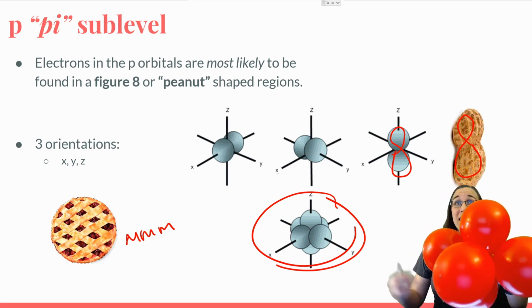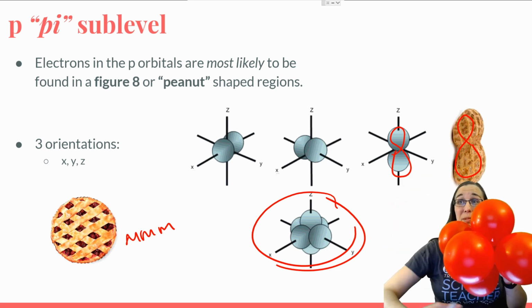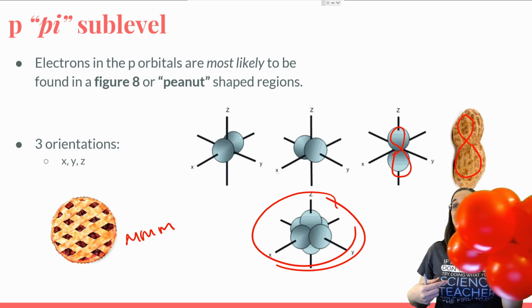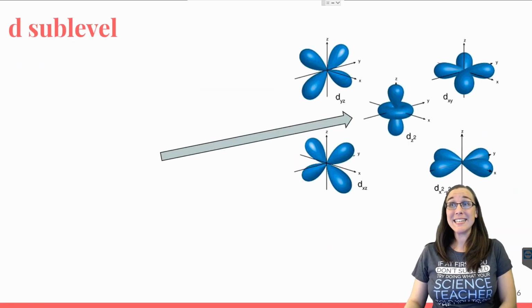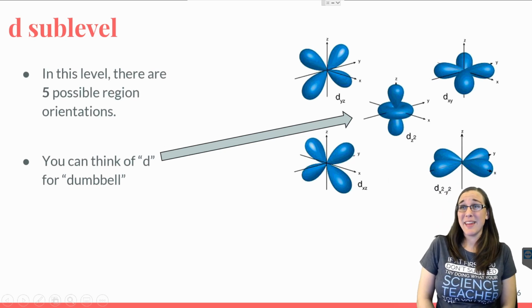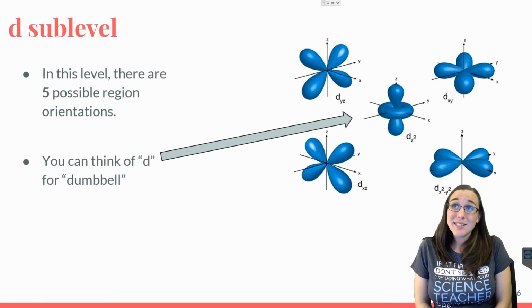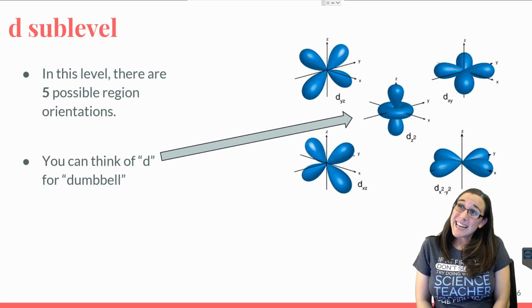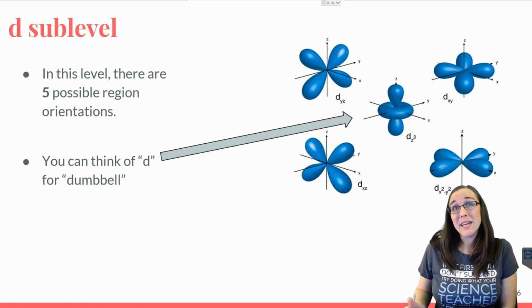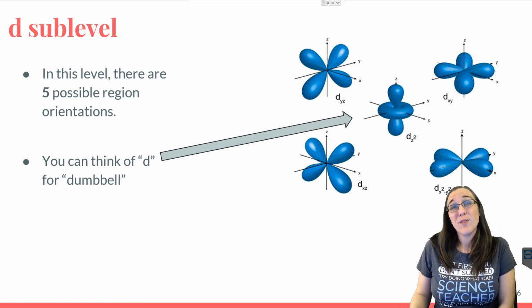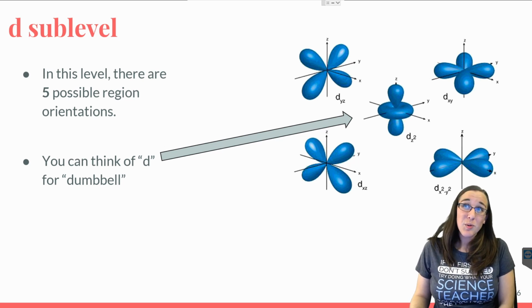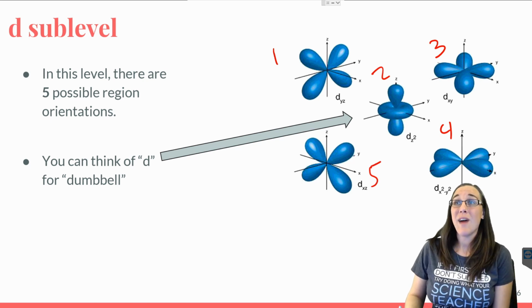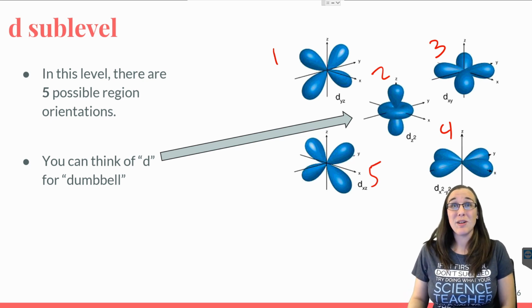So this would be all your P sublevel. Now remember, a max number of 6 electrons can fit in this configuration right here. The D sublevel is kind of shaped like a dumbbell. So you can think of S for sphere, P for peanut, D for dumbbell, or daisy, because it kind of looks like a flower to me. So there's also dumbbell, daisy for D. This has 5 possible orientations. So 1, 2, 3, 4, 5.